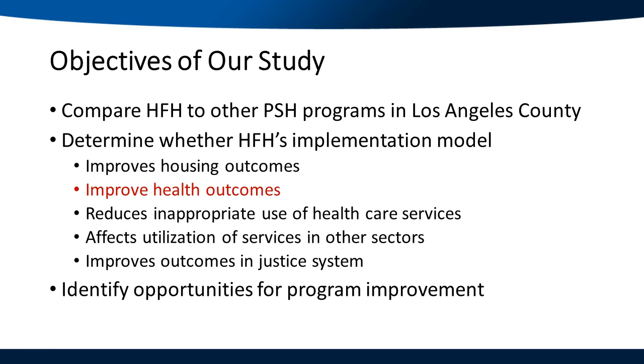So in our study, what we're basically trying to do is ask the question, does this approach to implementing permanent supportive housing work? Does it improve any of the outcomes? Because at the end of the day, by creating this extra structure, by centralizing the administration of these components, there are some extra costs. There's extra work that needs to be done to implement permanent supportive housing this way. So we're asking, does this work? Do they achieve their objectives of improving housing outcomes, improving health outcomes, improving the utilization of healthcare services, and maybe also improving utilization of services in other sectors and reducing involvement in the justice system?